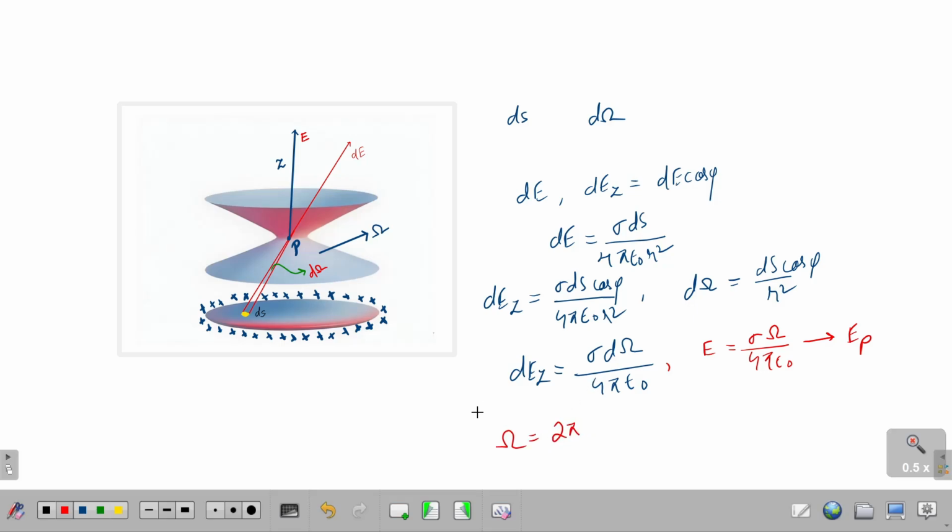So what do you do? You plug the value 2 pi in the electric field equation. That is, E equals sigma omega by 4 pi epsilon naught, which is sigma 2 pi by 4 pi epsilon naught. From here, you get electric field at the center of the disk to be sigma by twice epsilon naught.